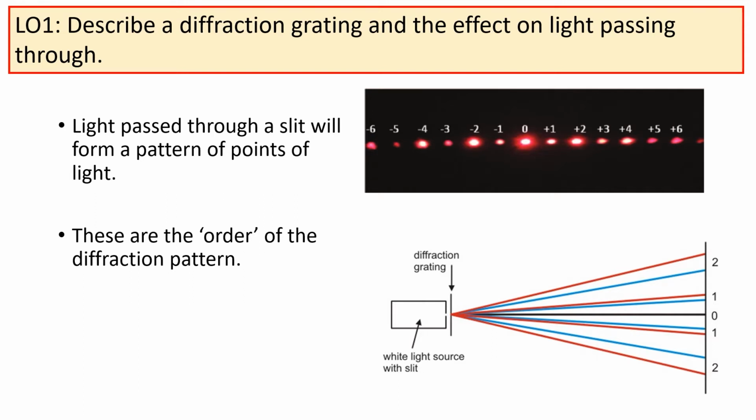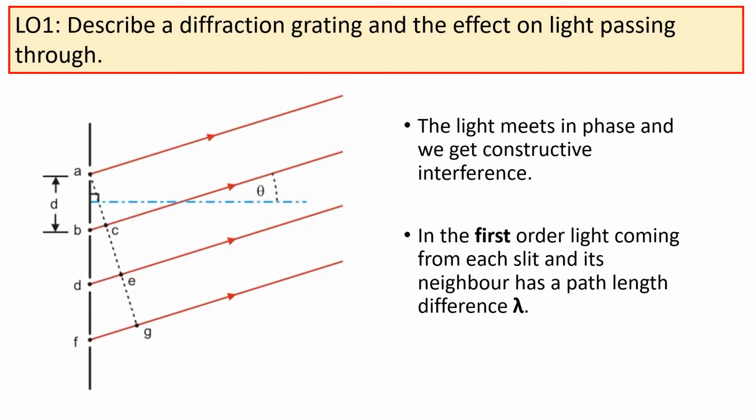For example, in the center we have the 0th order of the diffraction pattern. Going up we have the first order, second order, third order, and so on. The reason for these bright spots is the light coming from the slits is meeting in phase at these points, and therefore we get constructive interference. In the first order, for example, each slit and its neighbour has a path length difference equivalent to lambda, meaning that the light will meet in phase.